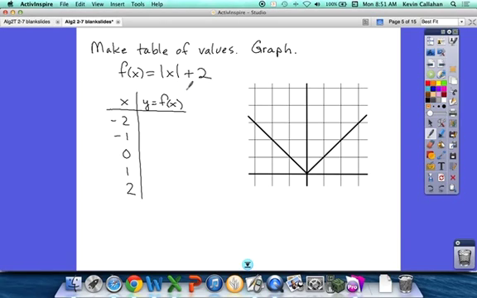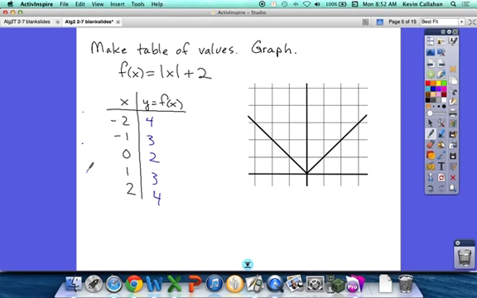I already chose the values again because x is the independent variable. When I plug in x equals -2, then what does the function equal? 4, right? Because the 2 comes from the absolute value of -2, and then you add 2. So it actually is going to be 4. And when I plug in -1, it'll be 1 plus 2 equals 3. When you plug in 0, you get 2, and then 3, and 4.